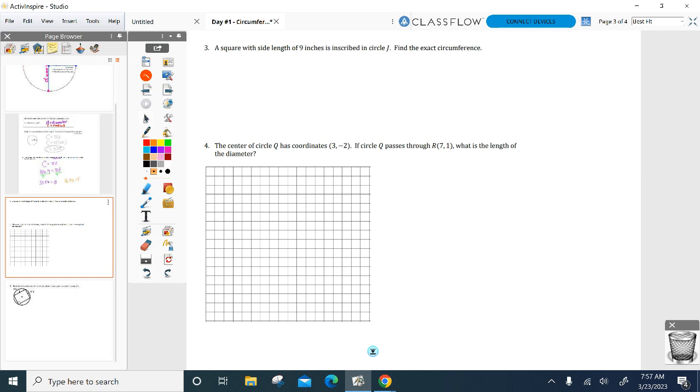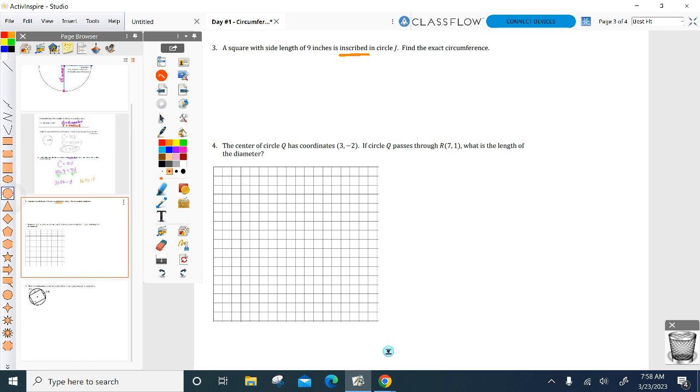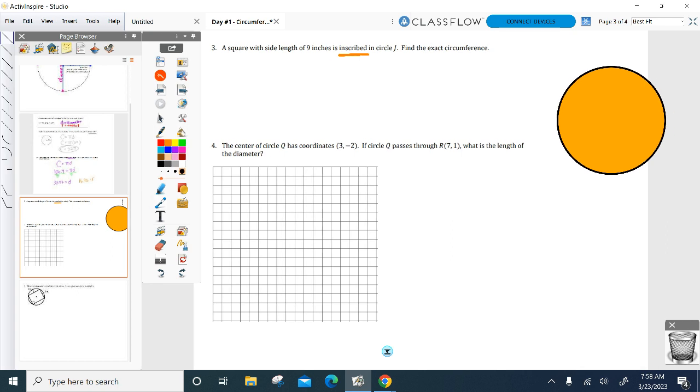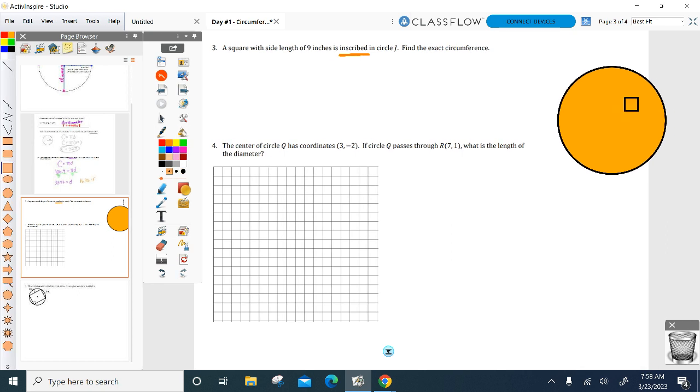A square with a side length of 9. New vocabulary term: inscribed. Meaning this square is inside the circle, but each vertex of the square has got to be touching the circle. All right, so here we go. Can we draw a diagram for this? So here's my circle. I have a square inscribed inside it. So the vertices are all touching the circle.